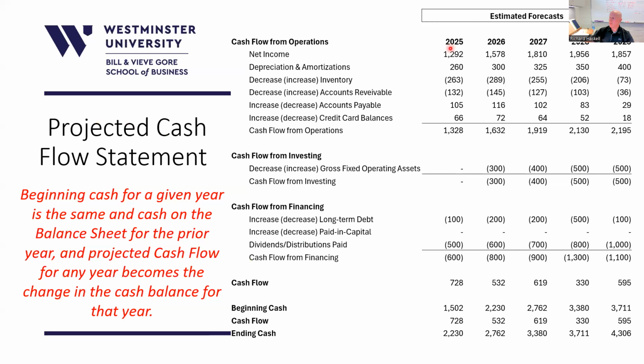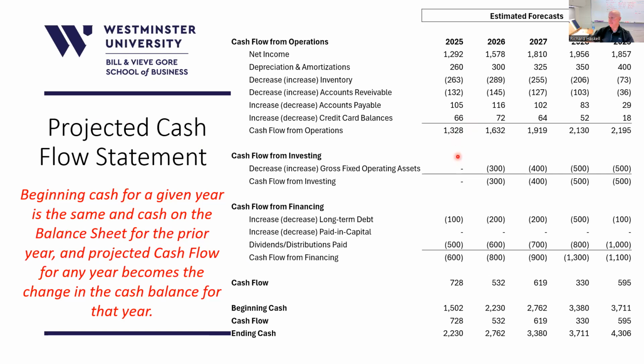We first look at cash flow from operations, where for any given year, I take a look at the net income for that year. I add back to it depreciation and amortization. I subtract from it any increases in inventory. If these had been decreases in inventory, we would have added them. I subtract any increases in accounts receivable. Had these been decreases, we would have added those. I add increases to accounts payable, and I add increases for credit cards. And then I sum those all up in just this column.